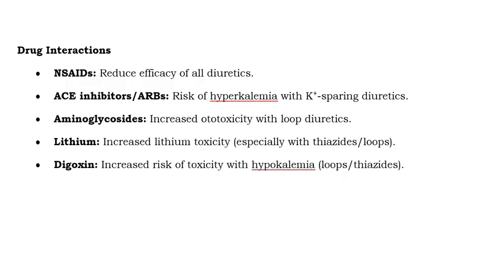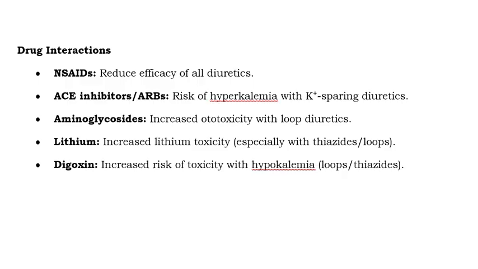Loop diuretics can increase the risk of ototoxicity, the hearing damage, if they're given with aminoglycoside antibiotics like gentamicin. Another ototoxicity risk. Okay. And lithium, a drug used in psychiatry, its levels can go up, potentially causing lithium toxicity, especially when loop or thiazide diuretics are used at the same time. They reduce lithium clearance by the kidney. And finally, digoxin, a heart medication. If diuretics, particularly loops and thiazides, cause hypokalemia, low potassium, this low potassium increases the risk of digoxin toxicity.